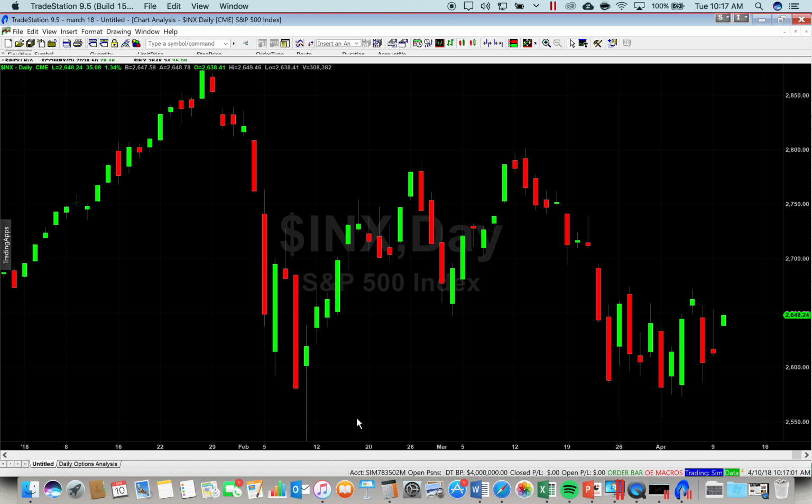Now, if you look at all the wicks we've seen here of late, going all the way back to what I now believe the market highs are, which is January 26, you see a lot of candles with really long wicks, which just shows you a lot of price volatility exists in the market.